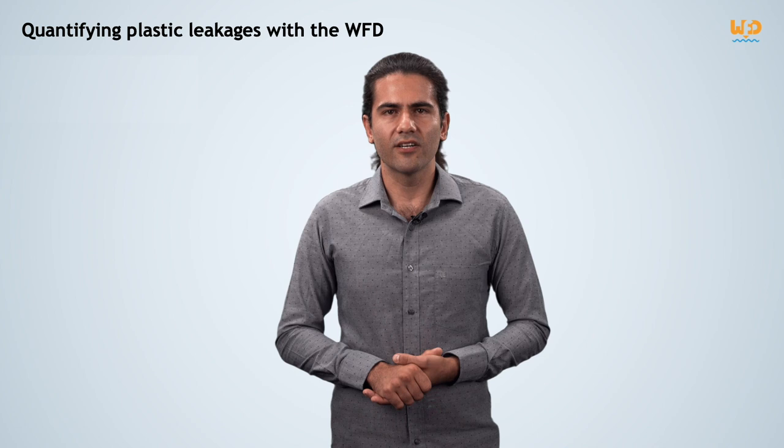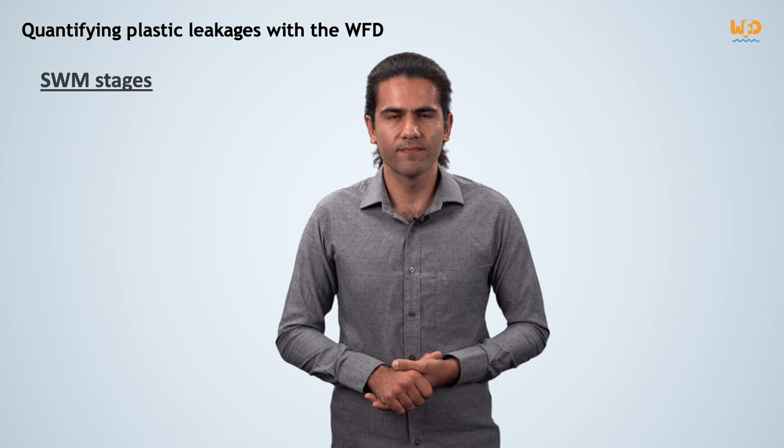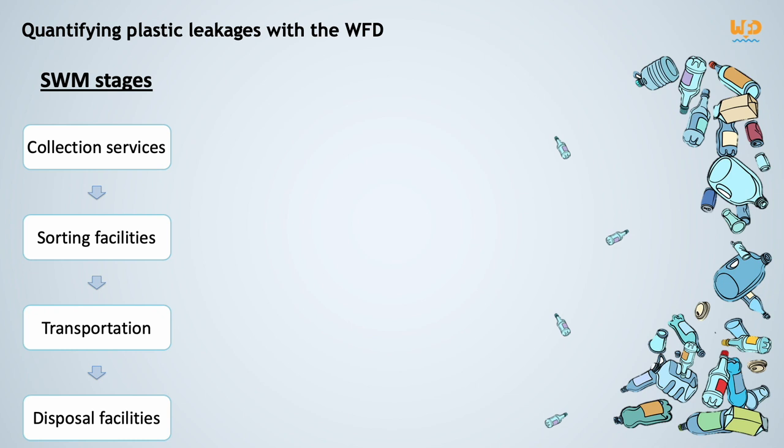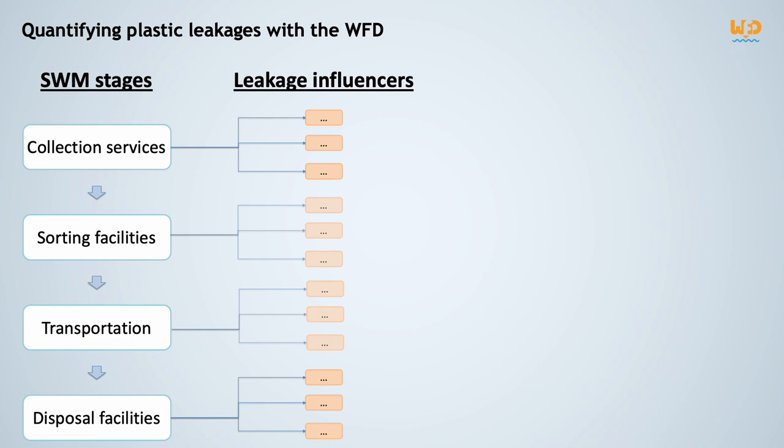The assessment is done at all the solid waste management stages: at collection, at sorting, at transportation, and at disposal. Each stage is associated with several leakage influencers that are the key indicators used by the waste flow diagram. All the leakage influencers are listed in the manual and the Excel tool of the waste flow diagram. So, what is a leakage influencer? Let's look into the example for the transportation stage.